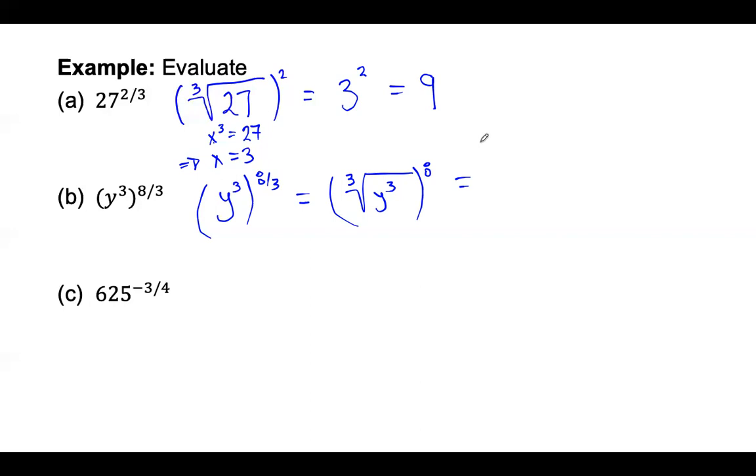Okay, so y to the 3 is on B. Yep, y to the 3, and now it's cubed, they cancel each other out. And it just becomes y to the 8. Right, perfect. Good. That's the answer. So the next one.